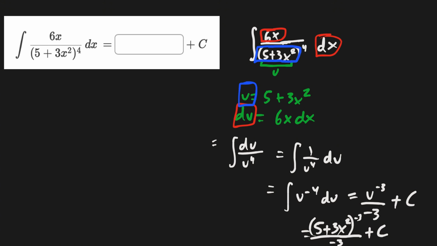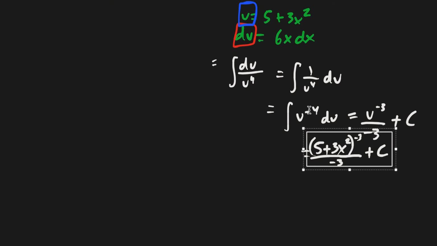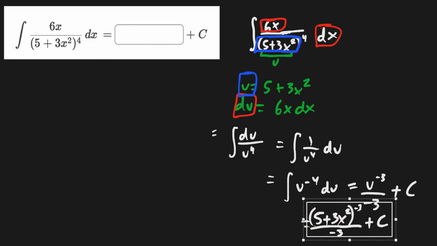And that's your answer. So let me just box this in, and then we can just write it over here. This is how you would type it in on Khan Academy. So you just type it in as 5 plus 3x squared raised to the negative third power over negative 3 plus c.